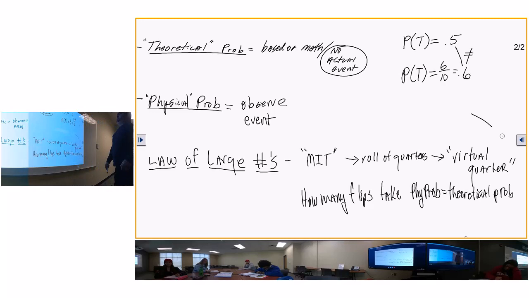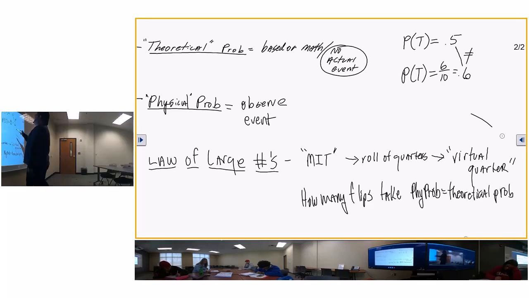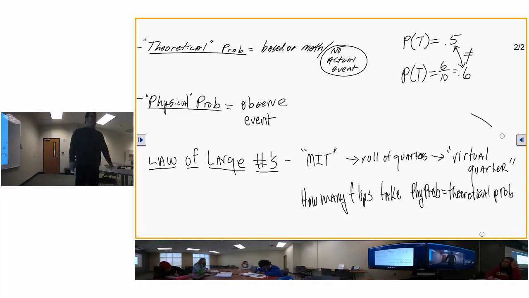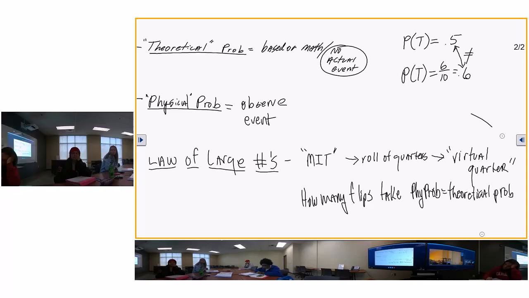All right? And these guys at the MIT, they actually did this. Can anybody guess, just off the top of your head, how many times it took the computer to algorithmically flip that quarter to get 0.5? Anybody want to take a guess? 100. Nope. But good guess.